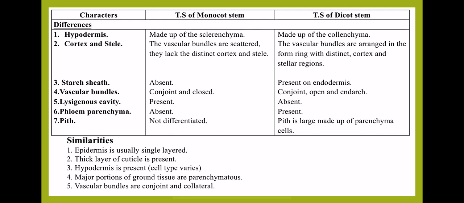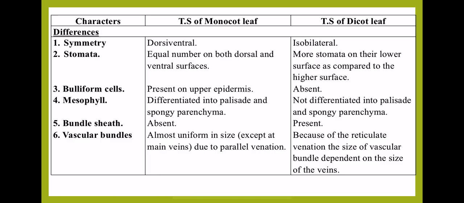Lysigenous cavity is present in the monocot stem, absent in the dicot stem. Phloem parenchyma is absent in the monocot stem, present in the dicot stem. Pith is not differentiated in the monocot stem. Pith is large, made up of parenchyma cells, in the dicot stem. So next we will study the monocot leaf and the dicot leaf.